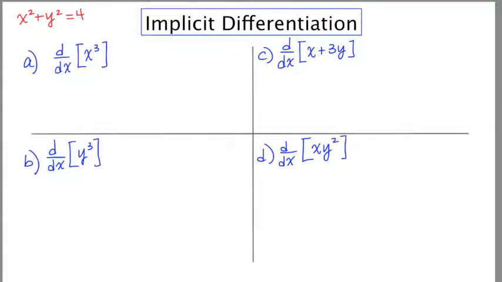It's the equation of a circle. X squared plus y squared equals 4. We've seen this before in Algebra 2 when we studied conic sections, but we're going to learn right now how to take the derivative of such implicitly defined equations.